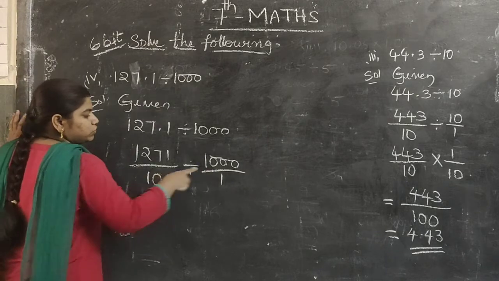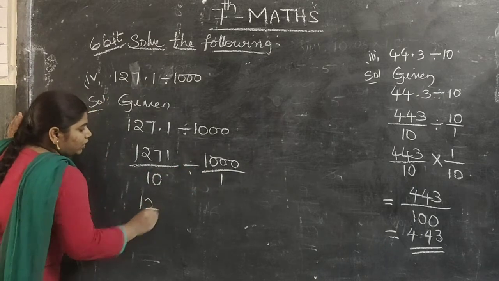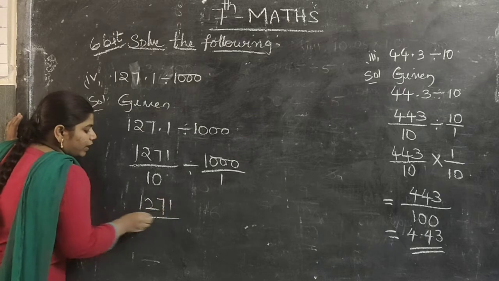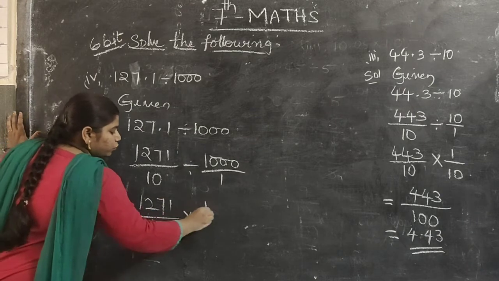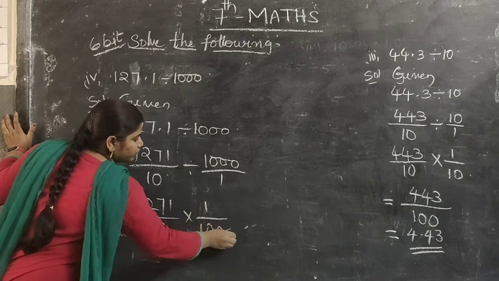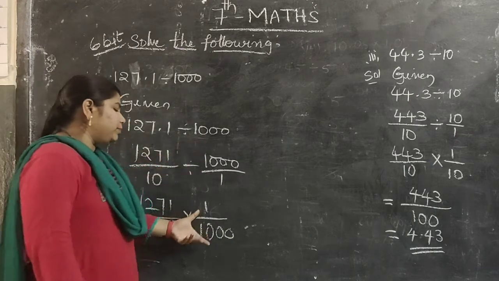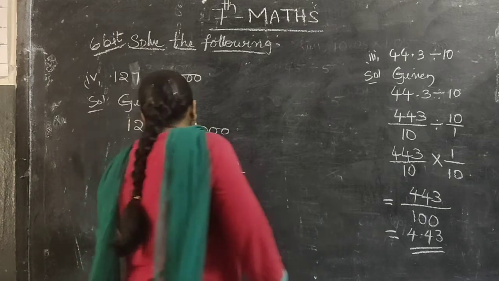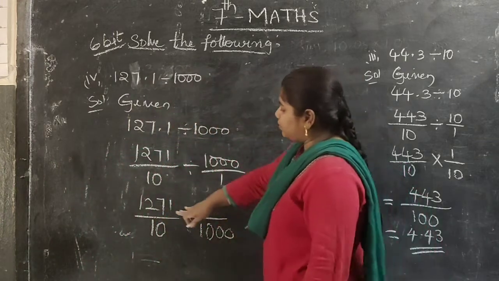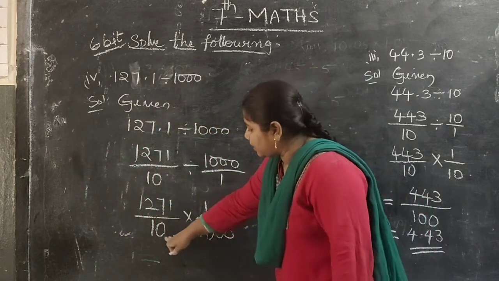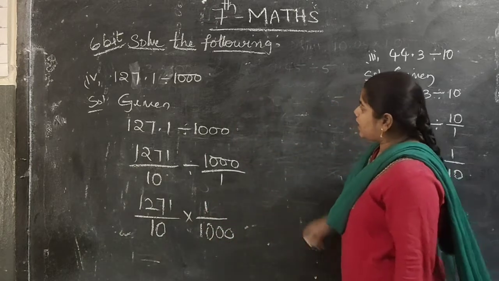How to divide these two fraction values? 1271 by 10 divided by 1000 by 1. So division has been converted into multiplication and the second term is flipped, that is 1 by 1000. Now how to multiply this? Numerator with numerator we have to multiply, denominator with denominator we have to multiply.